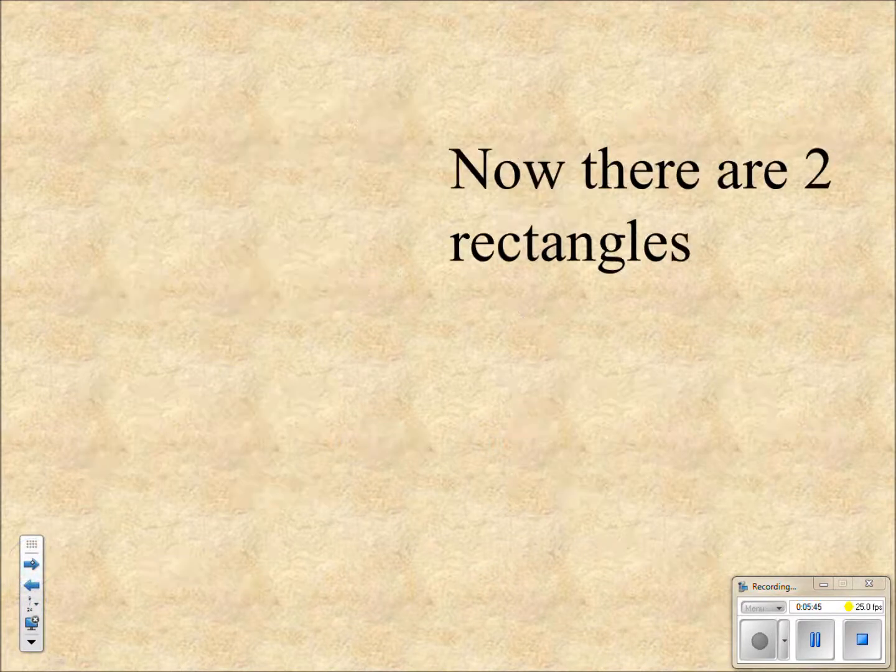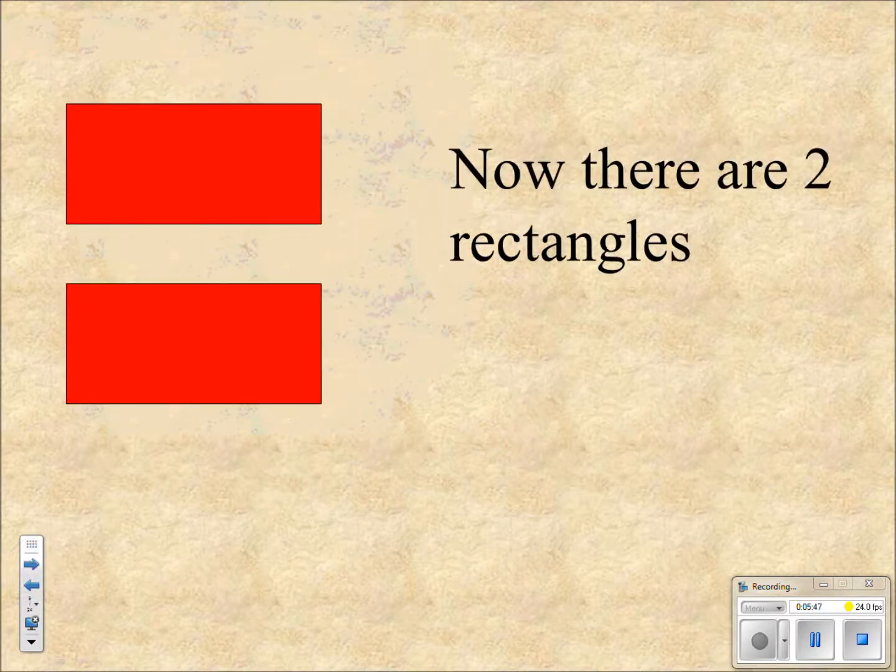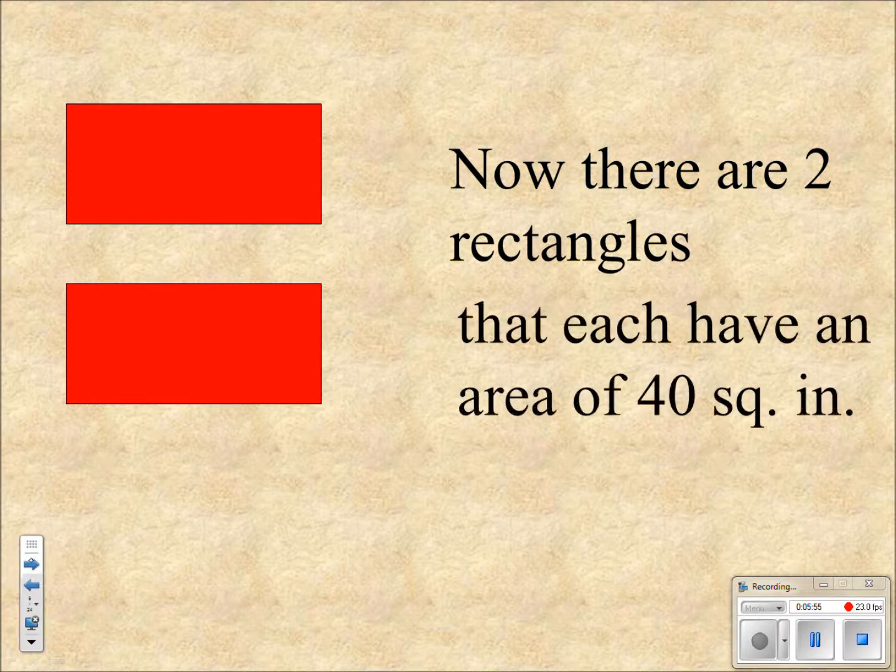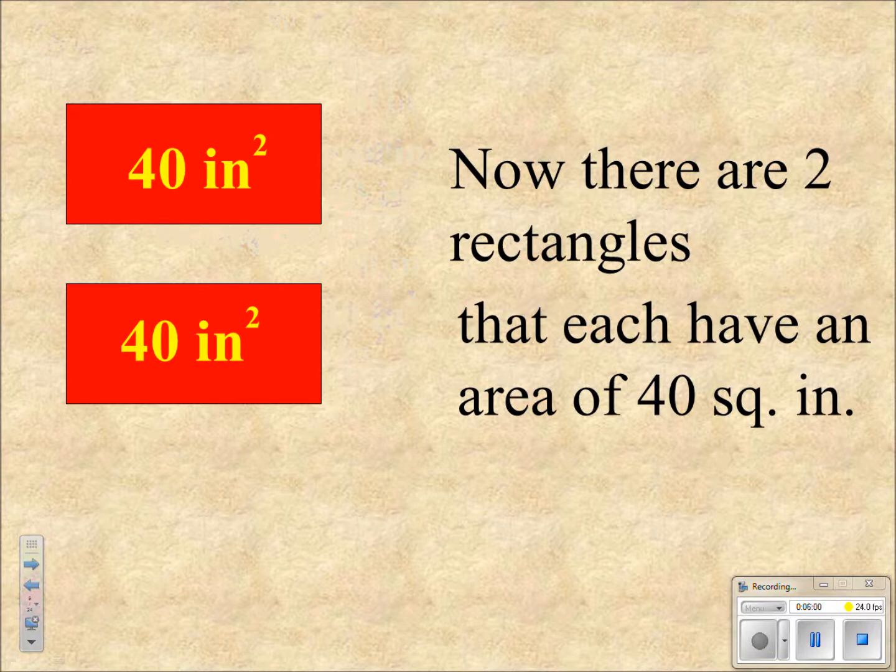If we find the area of both, we will have to multiply base times height. That's the formula for area of a rectangle. And they both, using the dimensions that were given, 10 inches by 4 inches, give us an area of 40 square inches.